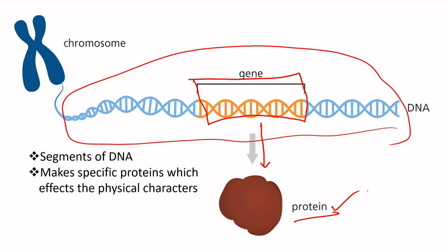For example, if I have black hair color, I have a DNA, but in that DNA there is a part which is called the gene, which affects the color of my hair. So a gene is the working part which gives rise to the protein, which helps us get unique physical characteristics or unique phenotype. So that's called a gene.